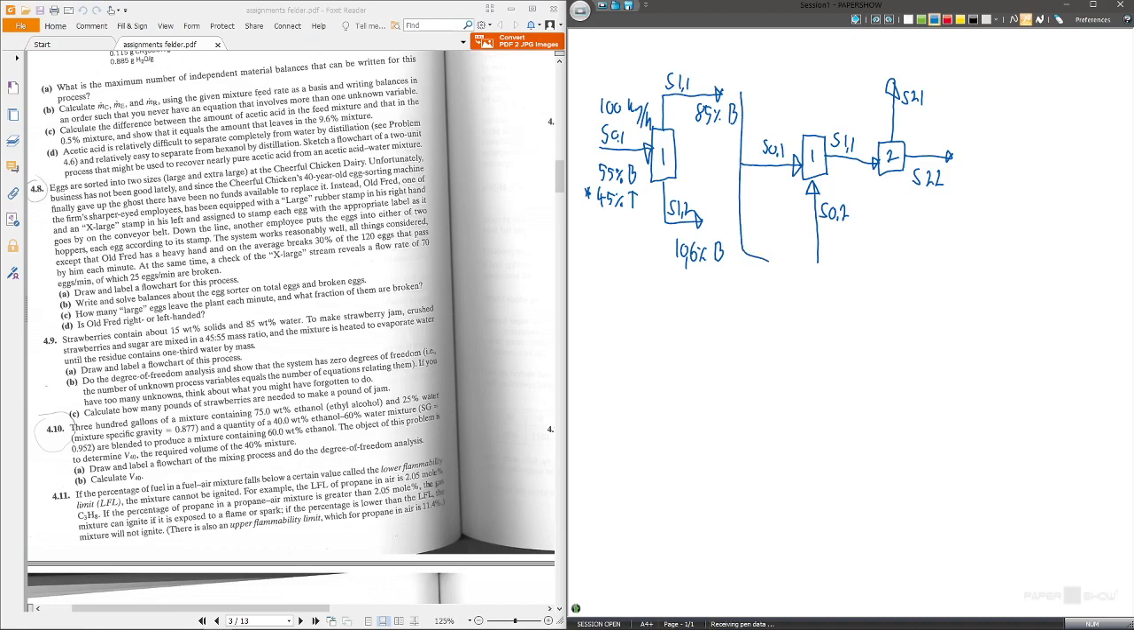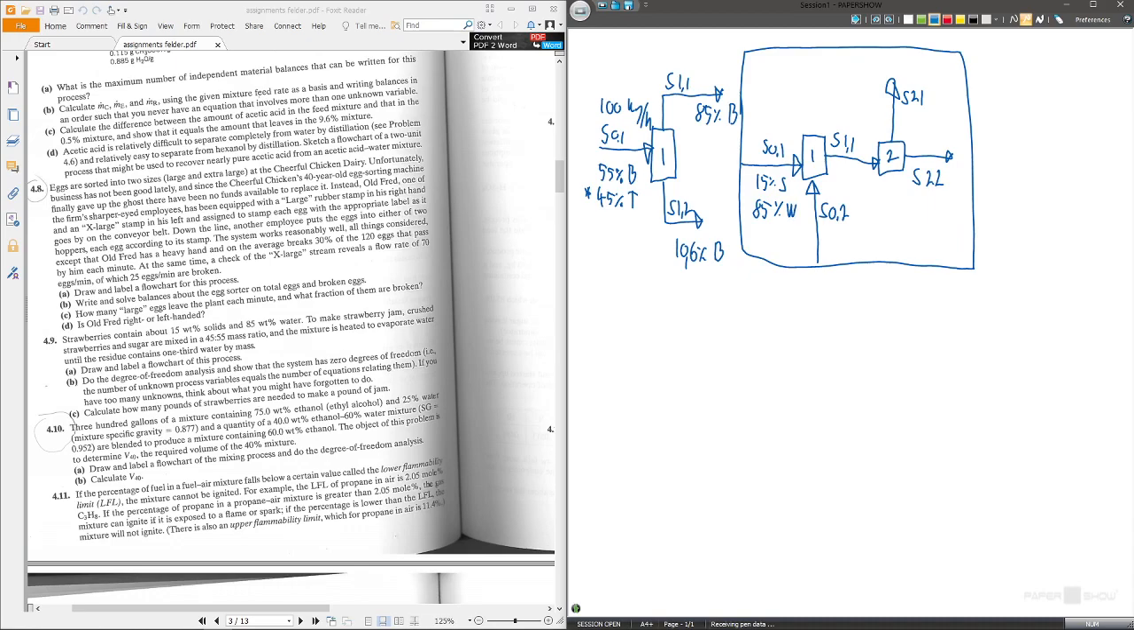I'll just make sure that it's not too confusing that I have more than one drawing. So that's what we're looking at now. The information we're given is that our strawberries, so I'm going to say that's our 01, I think, let me just check, yeah, contains 15% of solids and 85% of water.